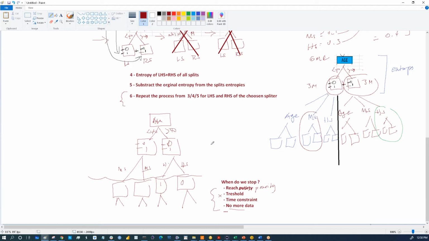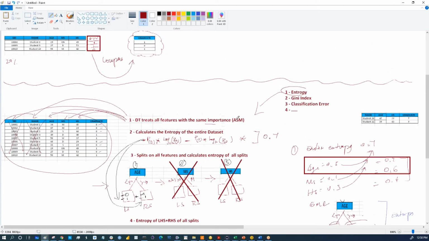When you say threshold, do we set the threshold somewhere, like a depth level? Yes. Okay, any question or concern before we move on to the code?